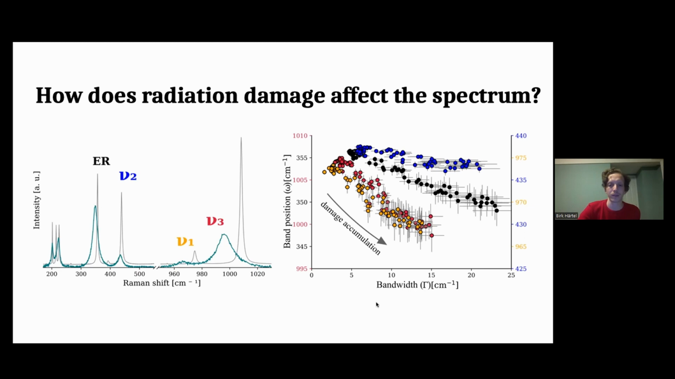So plotting the band position against the band width, the so-called omega gamma plot, we can see for several data points, for several zircon samples, that we get these arrays of data here. And they all belong to a common trend of damage accumulation that starts somewhere up on the left side, where we have very narrow bands, a low bandwidth and a high band position, and then they shift during damage uptake towards lower positions and higher bandwidths. So this is basically the effect of the damage on the Raman spectrum.